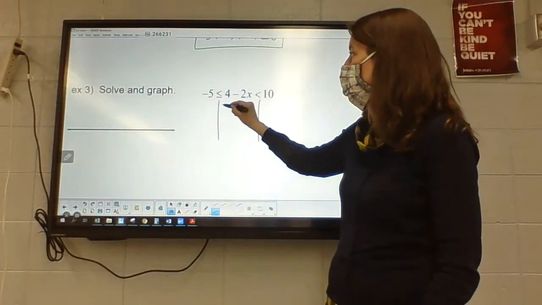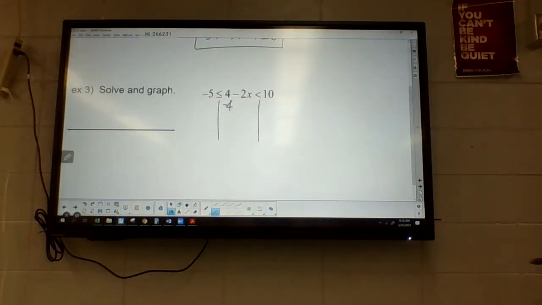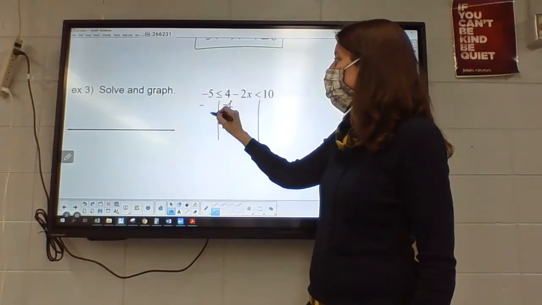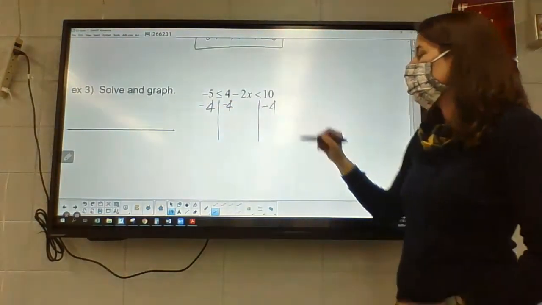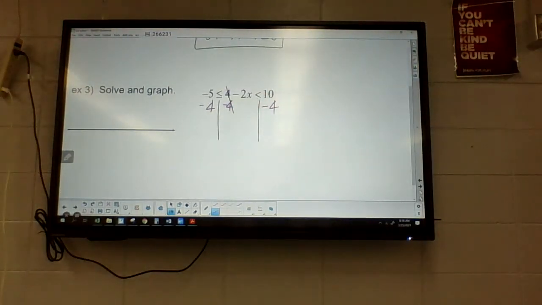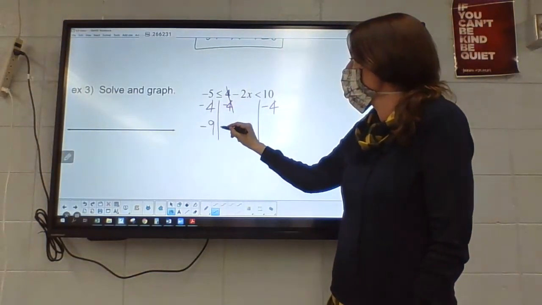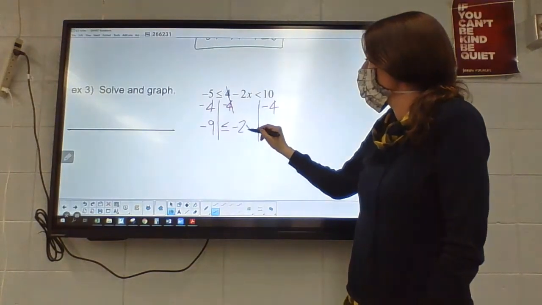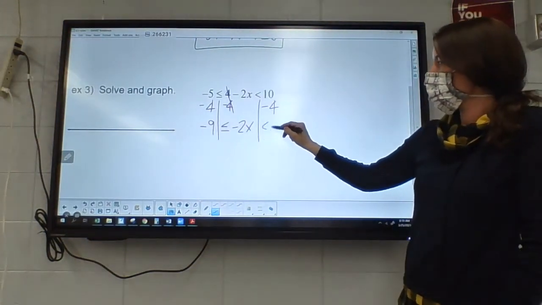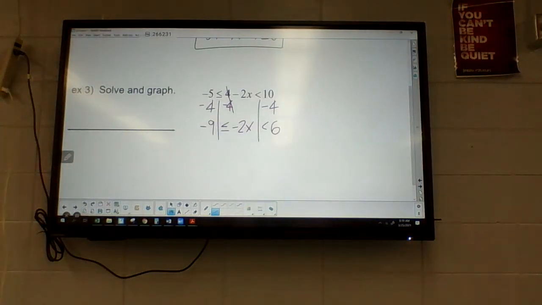So this is really similar to the warm-up. We're going to move that 4 over, but I'm subtracting it because the 4 is actually positive. But if I do that in the middle, I have to do that on either side. So -5 minus 4 is a -9. So there's a -2x still in the middle, and then this is 6 over here. Now here's where things get a little bit tougher, because that -2, I'm going to end up having to divide by -2.